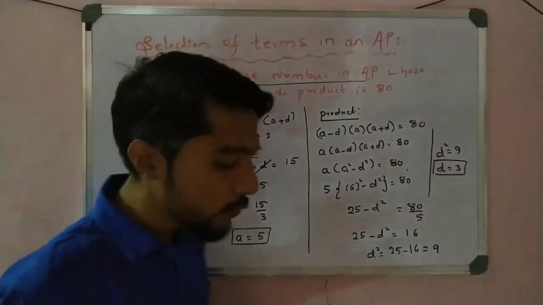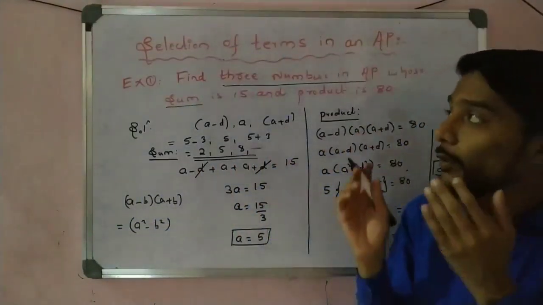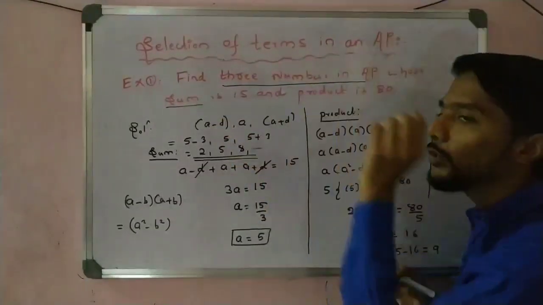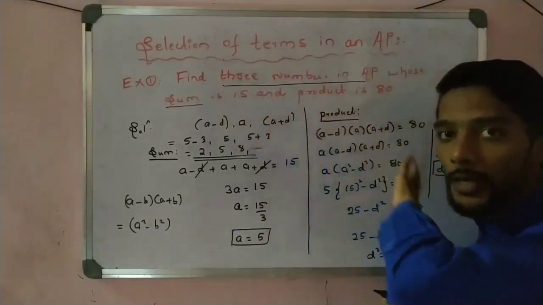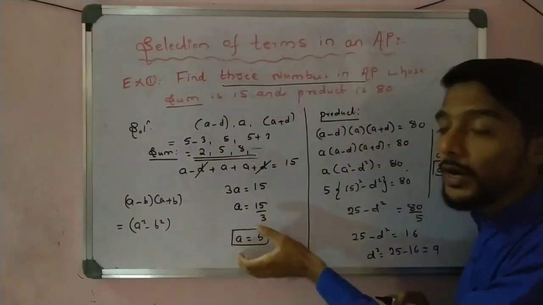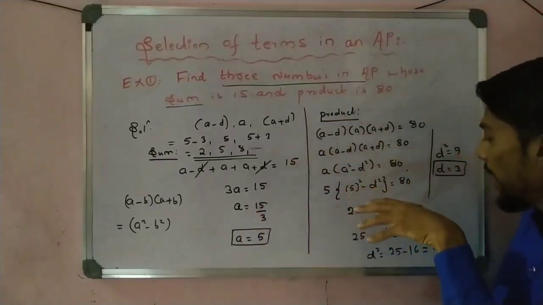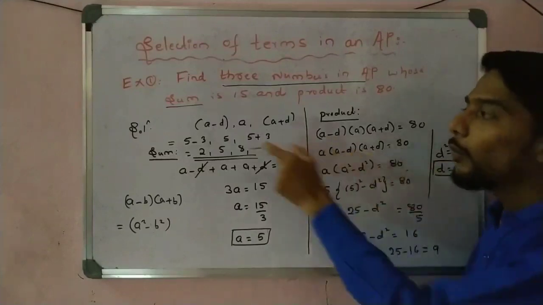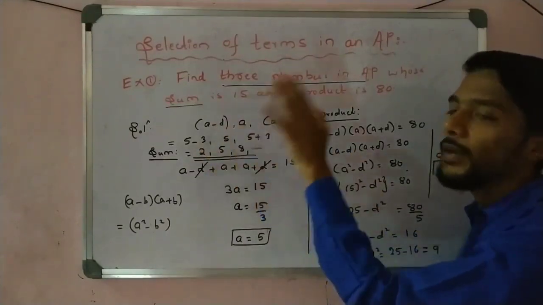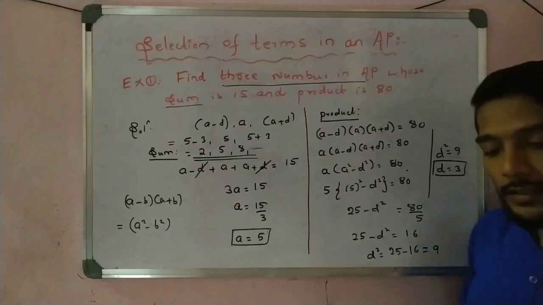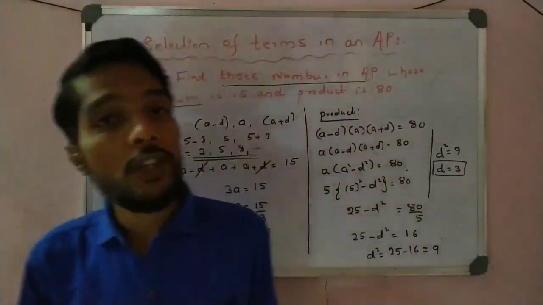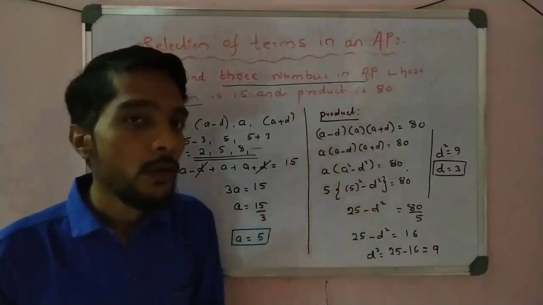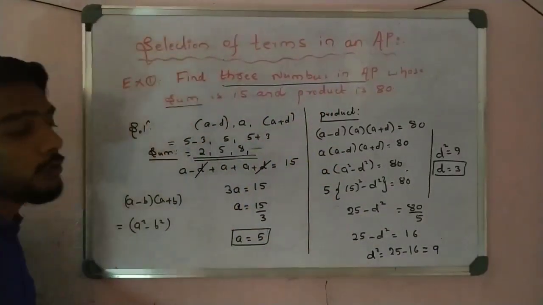So this is how, students, we use the selection of terms. Three terms are given, means we select the three terms. One is addition and one is multiplication. In addition we get the a value, and in multiplication we put that a value and we get the d value. After that we put the a and d values here and we get the three numbers. That is how we solve problems on this concept. Please pause the video and write down this solution.